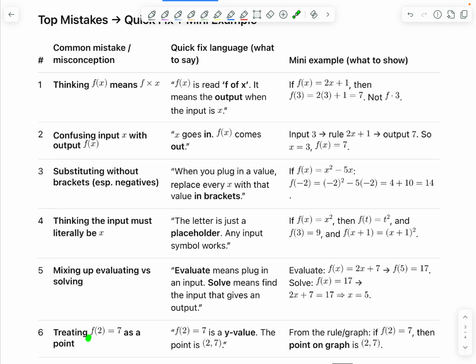Here, treating f of 2 equals 7 as a point. Yeah, this is not really a point. f of 2 is equal to 7. The 7 is the y value, right? And the point here is input, that's my x value, output, that's the y value. So the point really is (2, 7). From the rule or graph, if f of 2 is equal to 7, then the point on the graph is (2, 7), right? You have to use coordinates here.